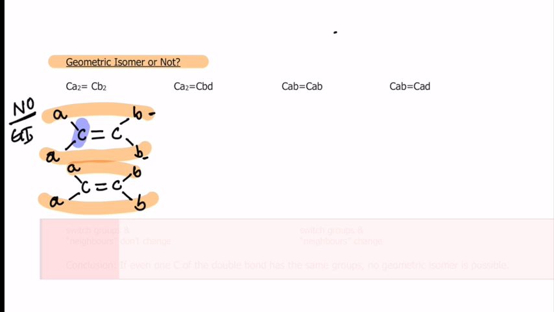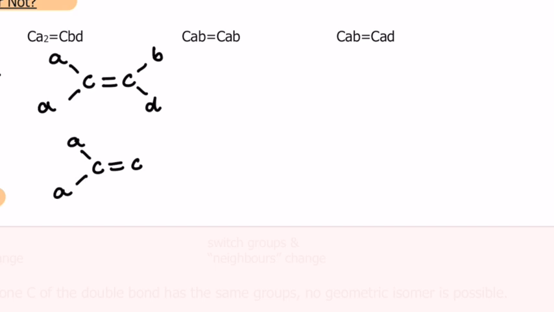Let's look at the case of a carbon-carbon double bond, with two groups that are the same on this side, but how about we have two different groups on the other side? Again, in order to see whether or not geometric isomerism exists, let's keep the left carbon the same and flip the groups on the right carbon. So I get D and B. And now let me check for neighbors.